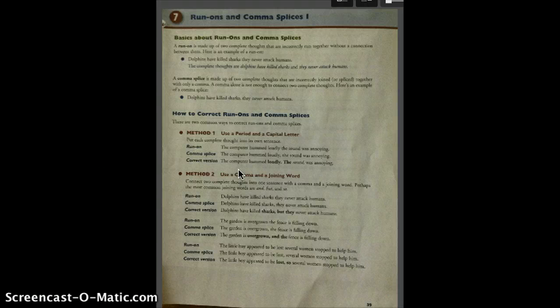Here's the second method. Use a comma and a joining word. For instance, connect two complete thoughts into one sentence with a comma and a joining word. Perhaps the most common joining words are and, but, and so. Here's a run-on sentence. Dolphins have killed sharks. They never attack humans. Comma splice. Dolphins have killed sharks, comma, they never attack humans. Here's the corrected version. Dolphins have killed sharks, comma, but they never attack humans. But is a coordinating conjunction.